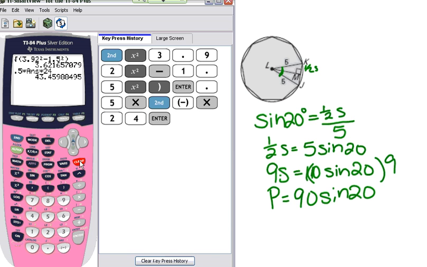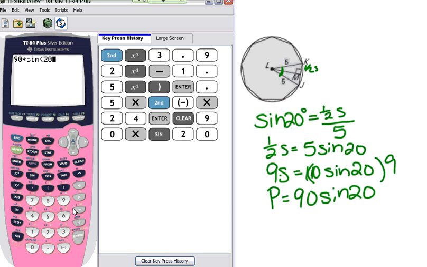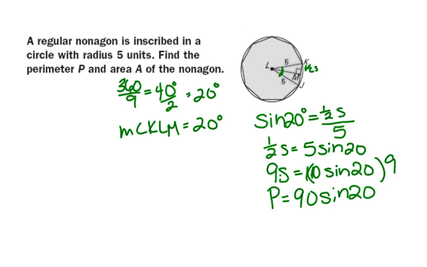So we're going to take 90 and multiply it times the sine of 20. And we get a perimeter of 30.8 approximately. All right, so my perimeter is approximately 30.8 units. Okay, so now I need to find the area, which means I need the apothem right here, right?